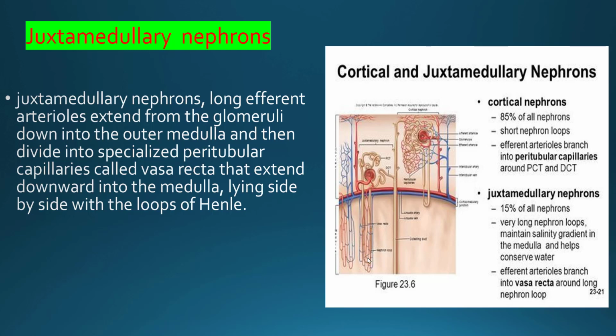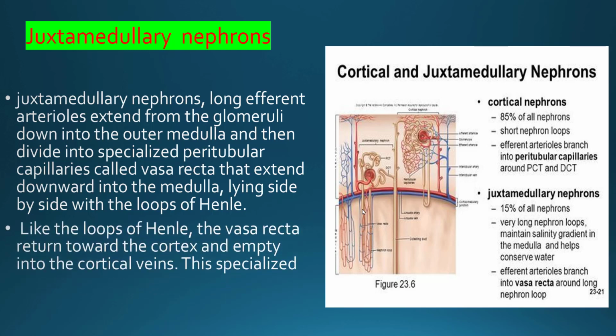So in juxtamedullary nephrons there is not such an extensive mesh, but they make long capillaries, and these long capillaries are called vasa recta. They extend down through the medulla, lying side by side with the loop of Henle. Like the loop of Henle, the vasa recta return toward the cortex and empty into the cortical veins.